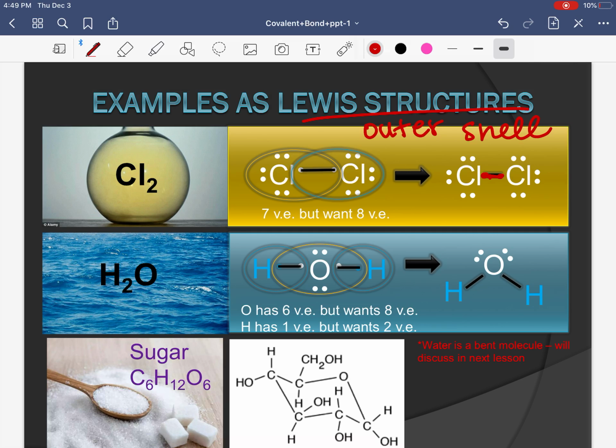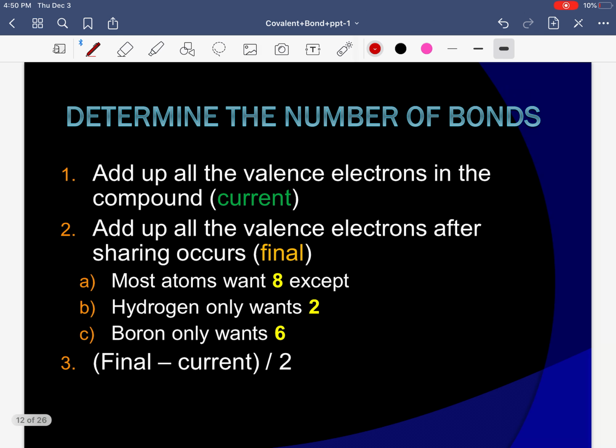Same thing for oxygen, which is showing more than 2 atoms. And then sugar, this one's got a lot going on, so this one is a little bit more crazy because of how many bonds it has. In order to determine the number of bonds, there are some rules. So you're going to add up all the valence electrons in the compound, so what you start with.